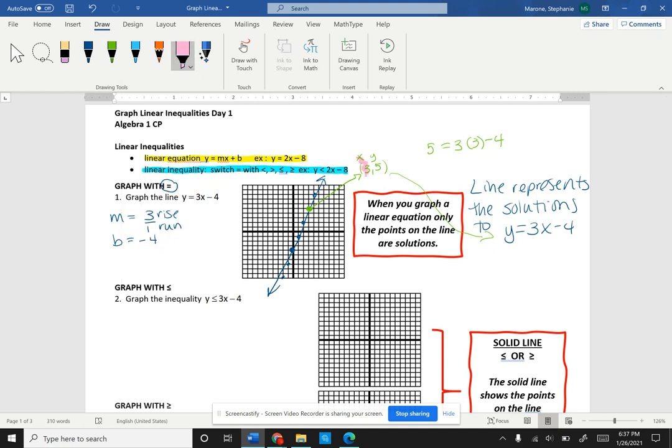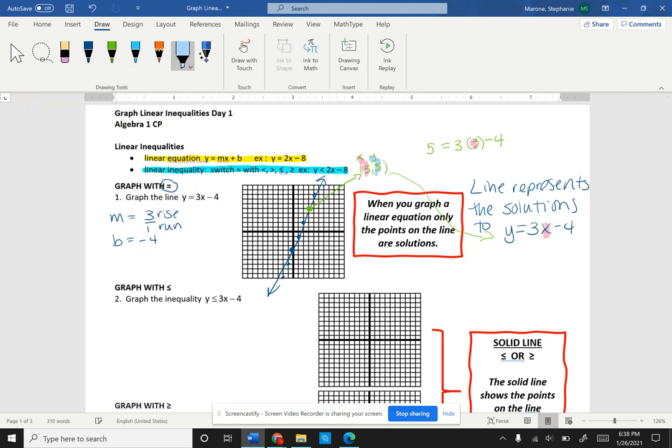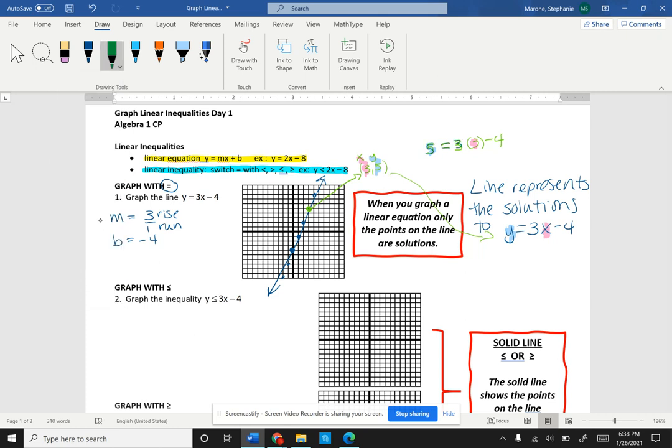So x is 3 and y is 5. I should probably choose a darker color than that. So now I'm going to do the right side. 3 times 3 is 9, which is a true statement. So the line represents the solutions to y is equal to 3x minus 4.